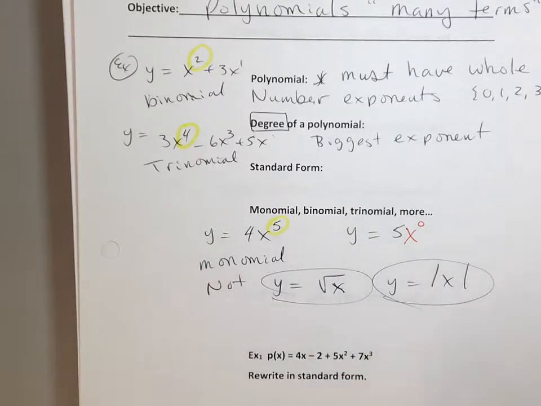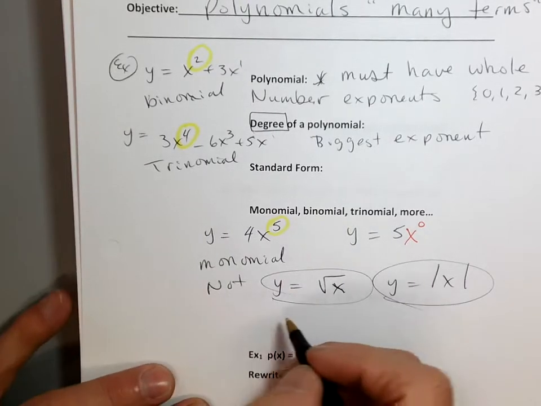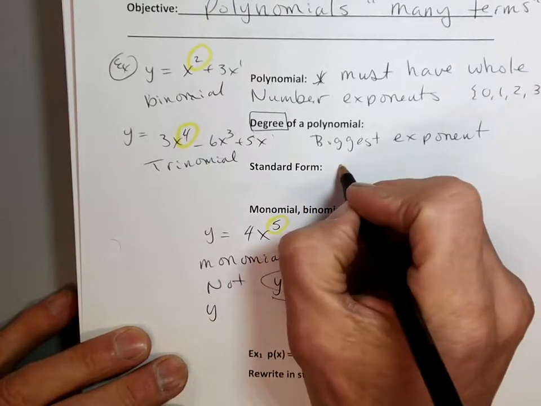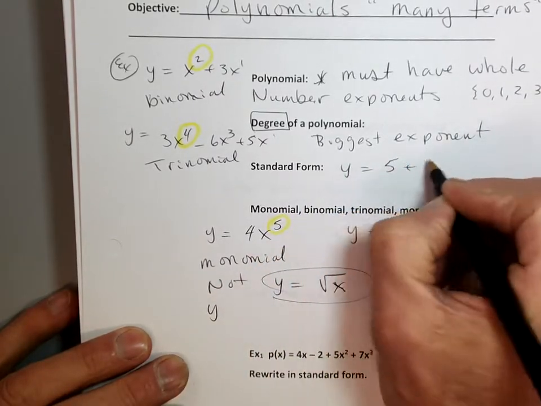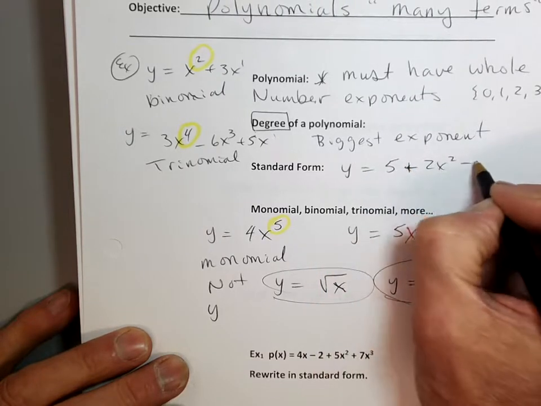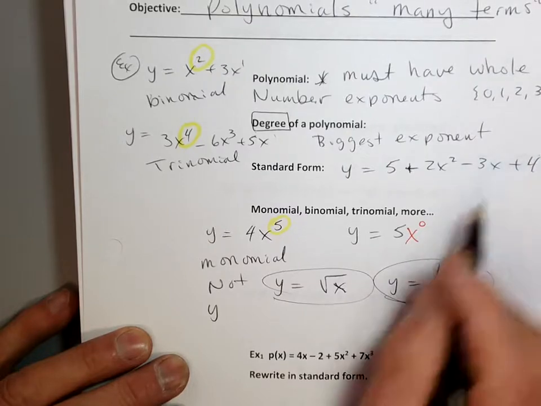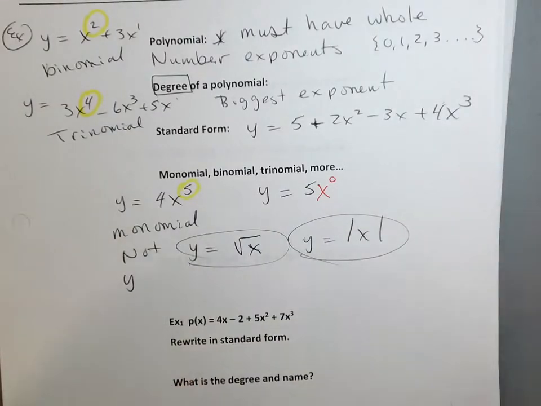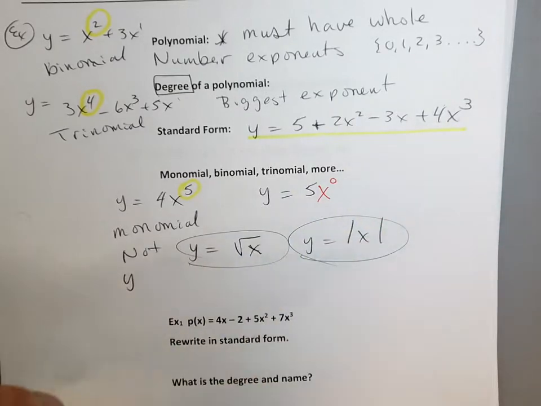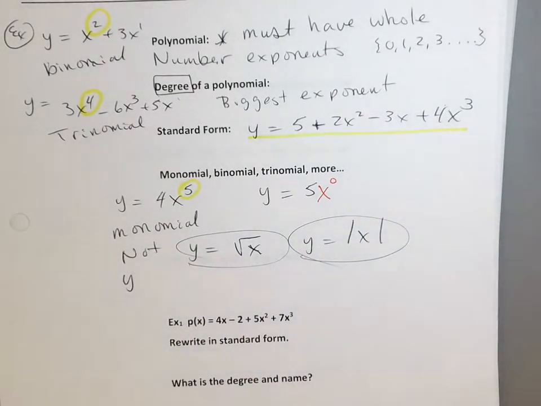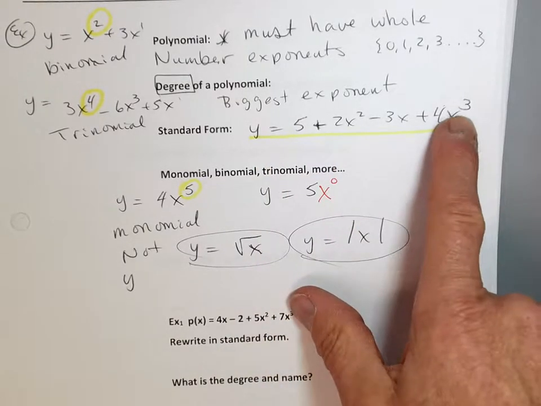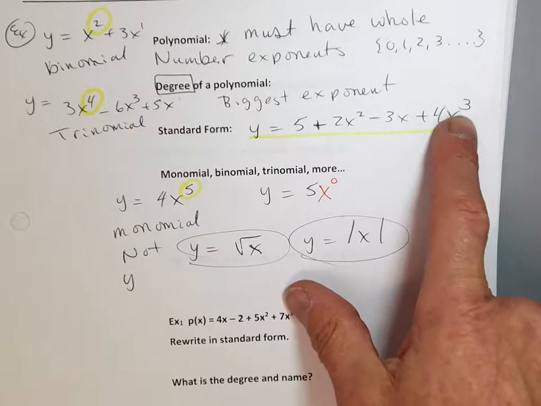Now, sometimes they're not in order. What we mean by order is you've got to have the biggest exponent first, and then so on and so on. As an example, if I wrote y equals 5 plus 2x squared minus 3x plus 4x cubed, it's a polynomial. What's the degree? 3. It is degree 3, right? But it's not in standard form.